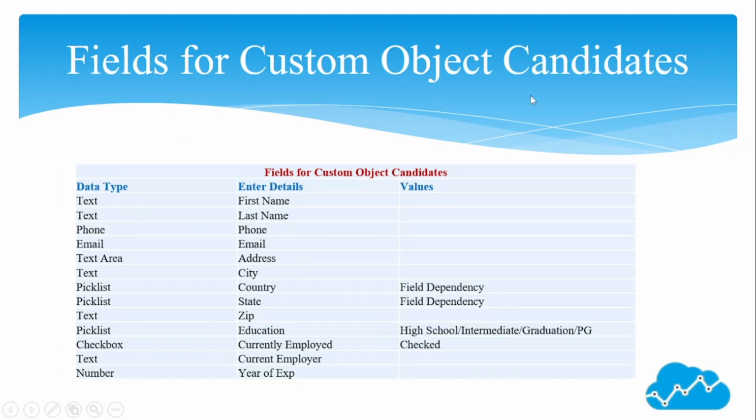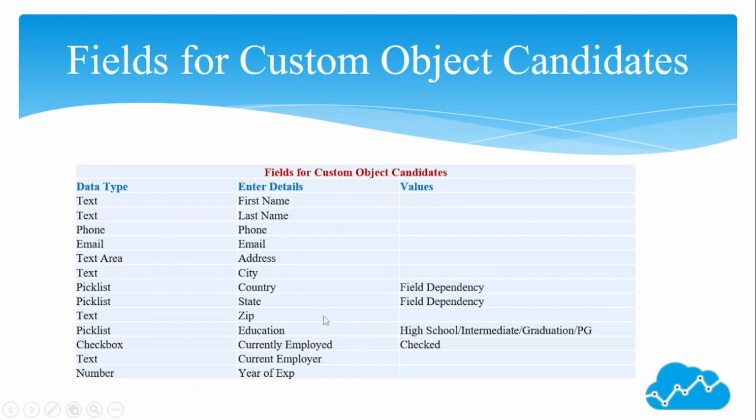Fields for custom object candidates. Again for candidates custom object, for the fields, what would be the data type? So first name is text type, last name is text type. Phone data type would be phone. Email data type would be email. Address data type would be text area.